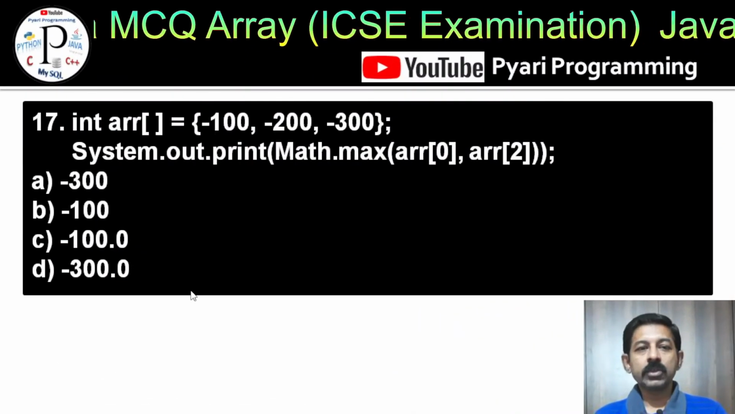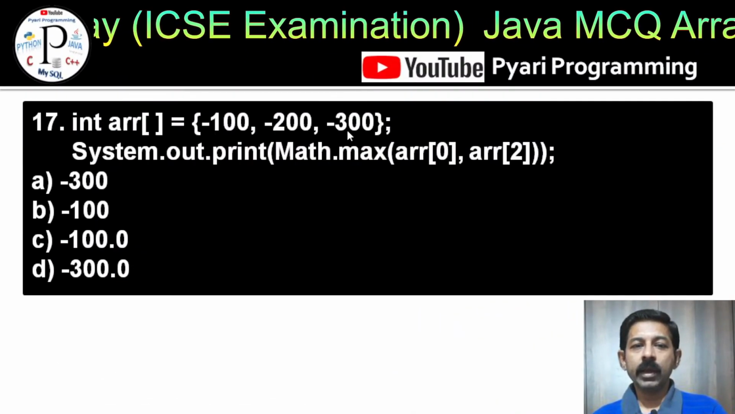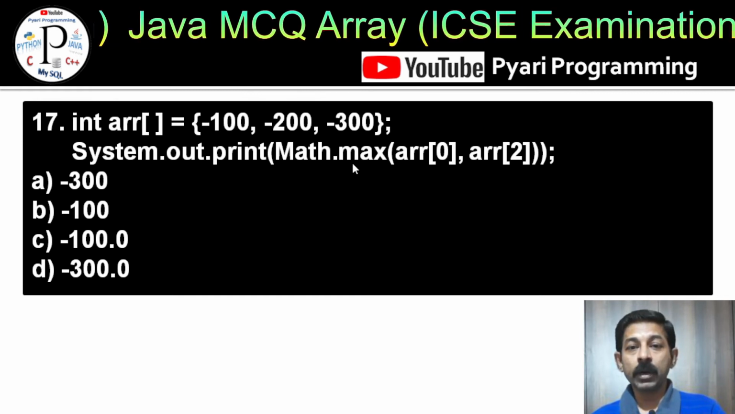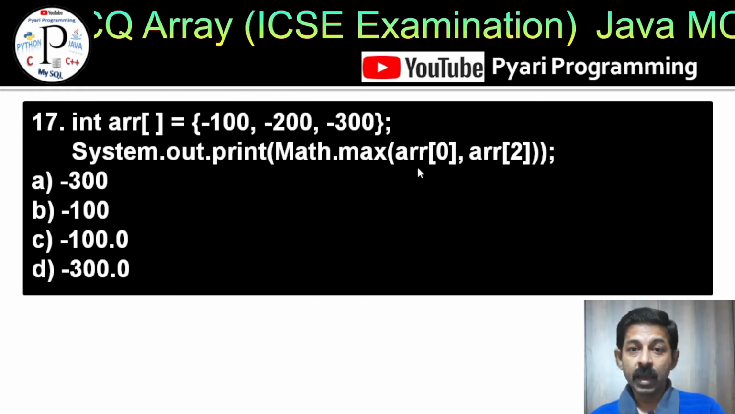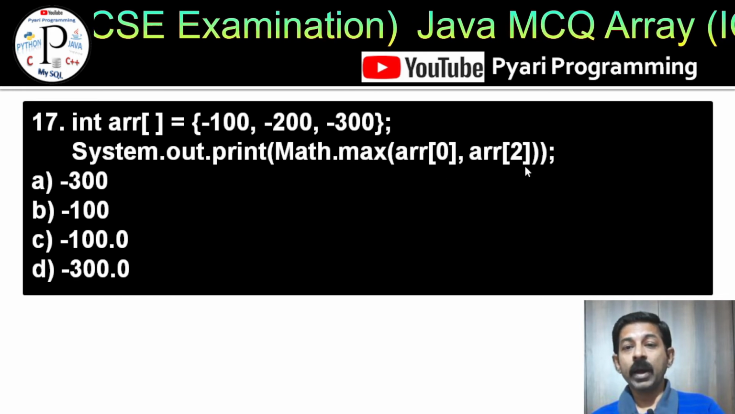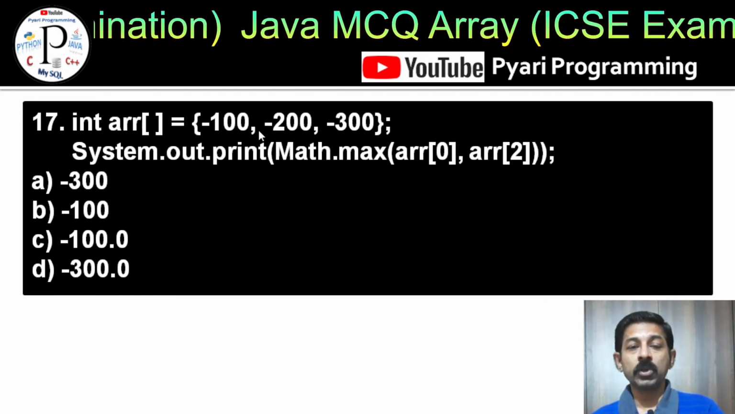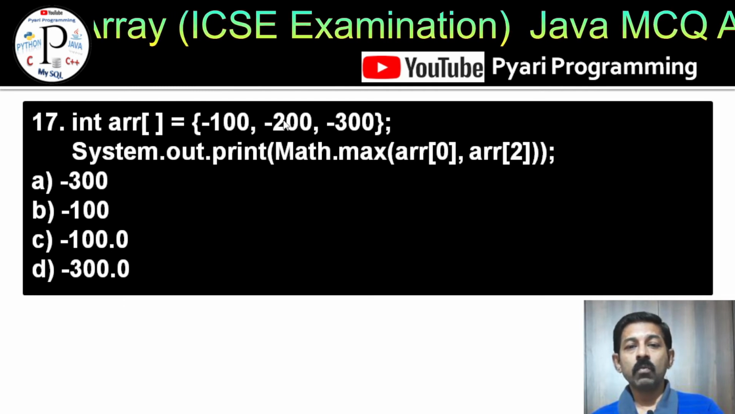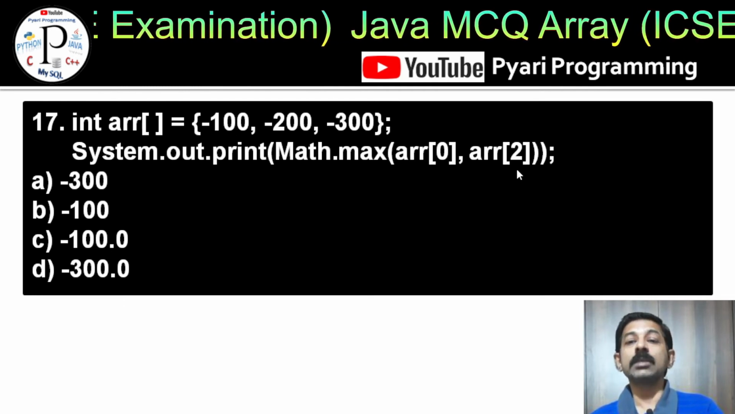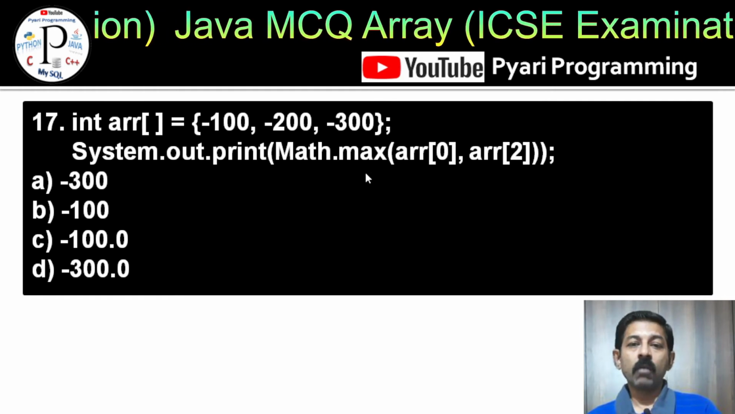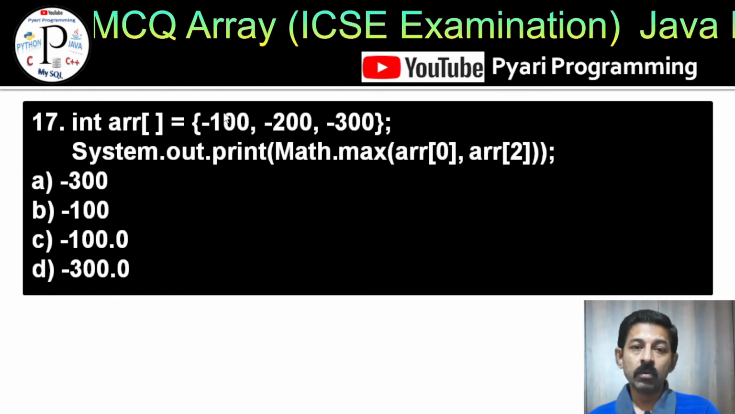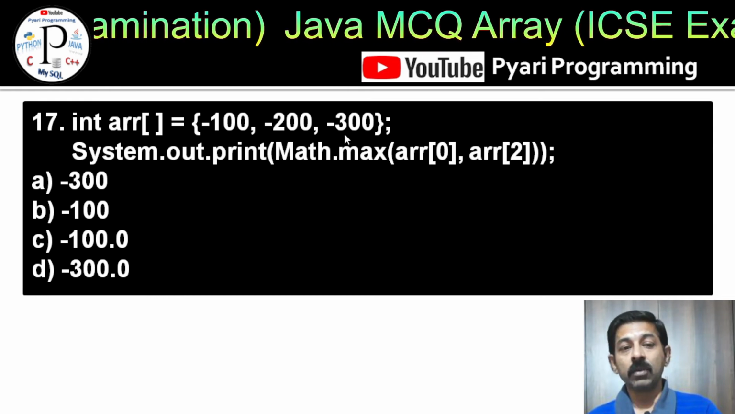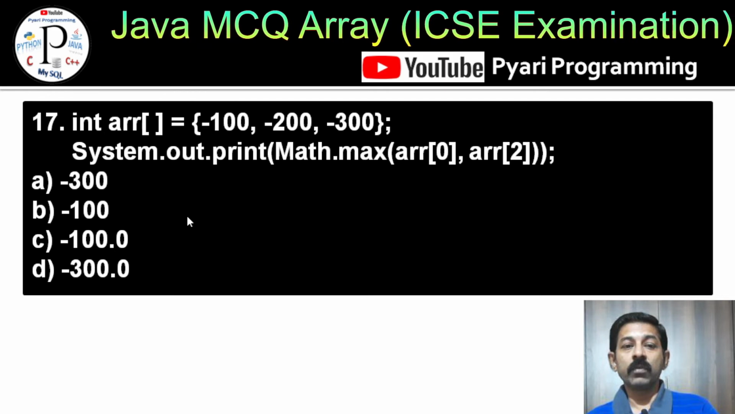So the next question is, I have an array. Now this time no compile time error. We have created an array. System.out.print Math.max arr of 0 position, comma arr of 2 position. 0 position contains minus 100. 2 index position contains minus 300. Now we have to find out the maximum value. So out of minus 100 and minus 300, which one is the highest value? Minus 100. So that's why we are going to get minus 100.